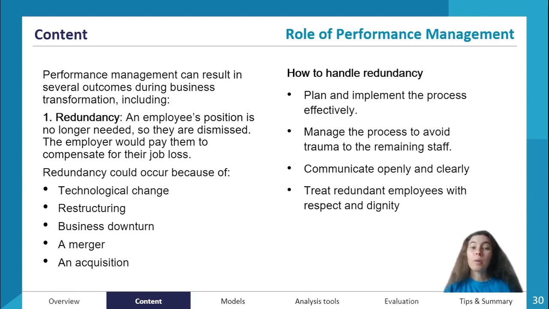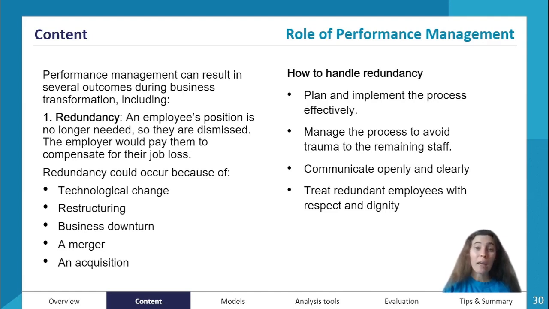So performance management can result in several different outcomes for the business. Today we're going to look at three. So one of them that you've probably heard of before is redundancy. So an employee's position is no longer needed, so the business dismisses that employee. That is what redundancy is about.